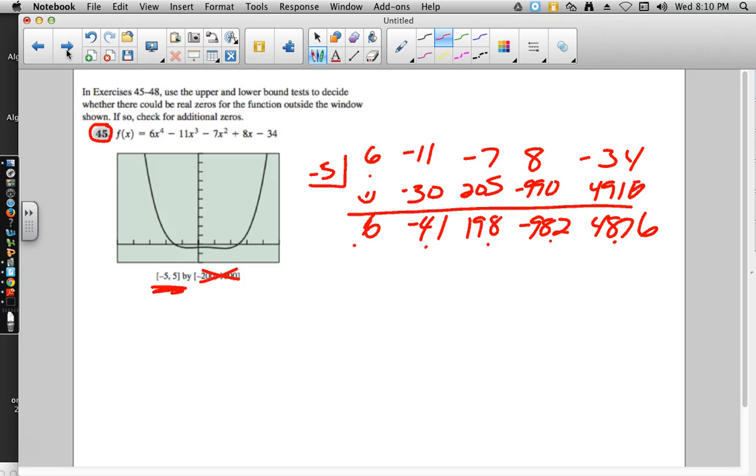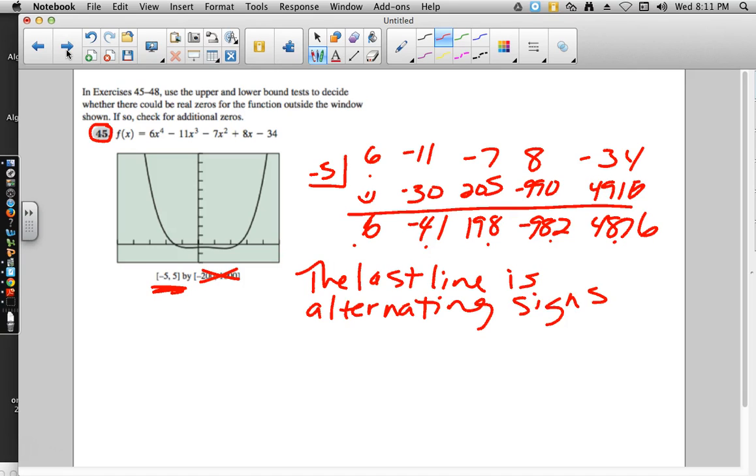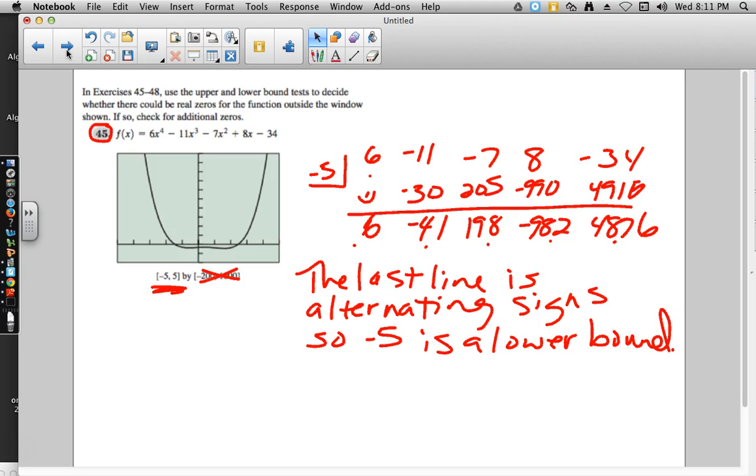It's about the signs, not necessarily about the numbers that we get, although those are obviously important as to which ones will give us a positive or a negative result. But what we just saw here was the last line is alternating signs. So negative 5 is a lower bound. If that doesn't happen, it's not a lower bound, and there is another 0 to the left of negative 5, but it did happen, so we know that's it.